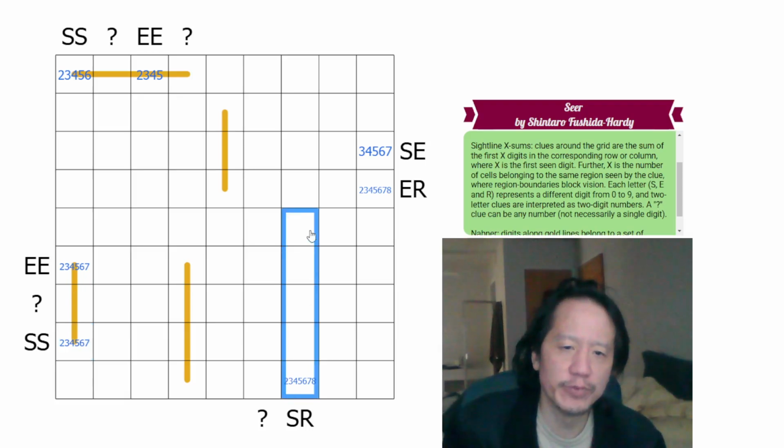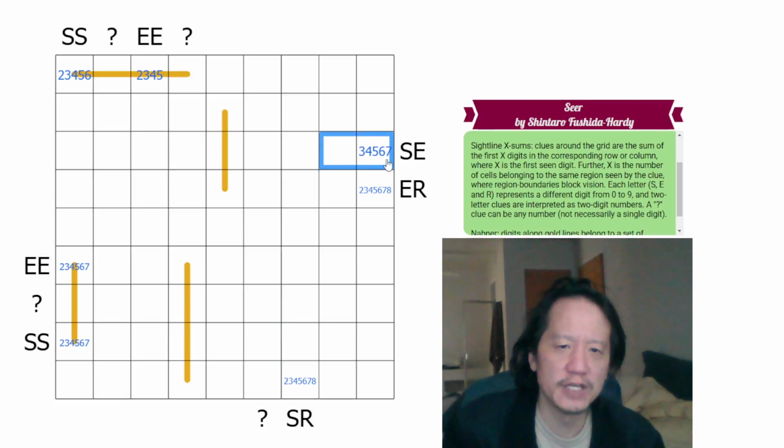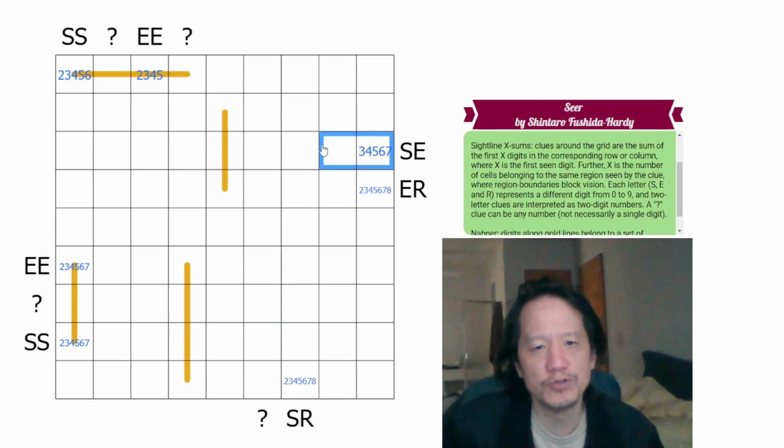Can this actually ever be 8? If this is 8, we know this is at least 3. So this is 1, 2, 3, 4, 5, 6, 7, 8. But the problem is this would be 9 and 10 then. So therefore this region would have to be 10. So this cannot be 8.